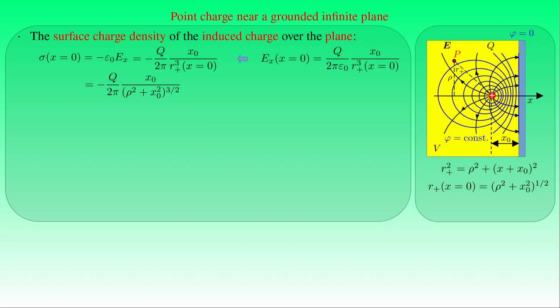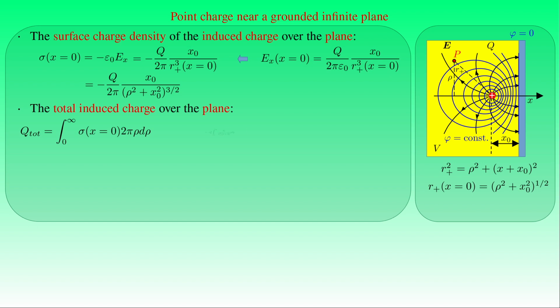This formula shows that the density of the induced charge on the infinite plane has a maximum at rho equals 0, that is, at the intersection of the x-axis and the plane, and decreases with the distance rho from the point of intersection. The total charge on the grounded equipotential plane can be obtained by integrating this surface charge density over the whole planar surface. Here the area element of the integral expressed in cylindrical coordinates is equal to 2 pi times the radial coordinate rho times d rho.